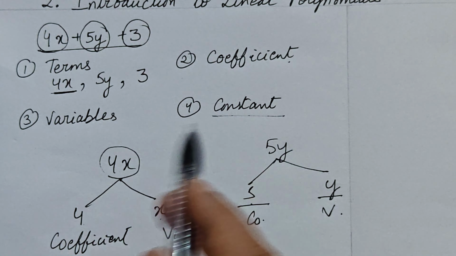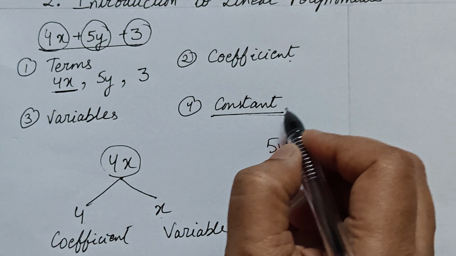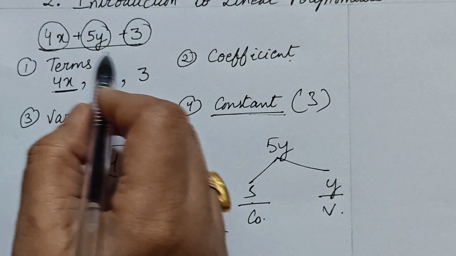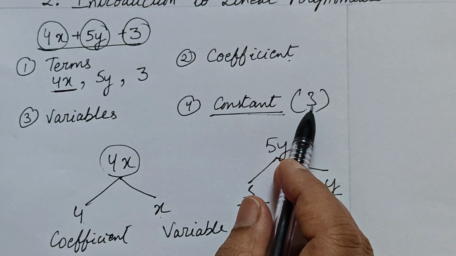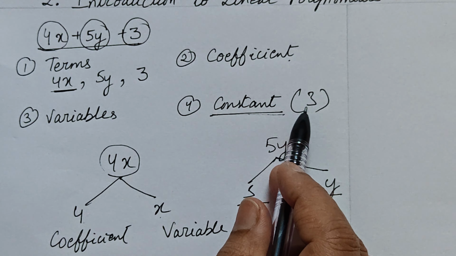Now what is a constant? Constant is 3 here in this algebraic expression. A constant is any term which doesn't have a variable, or you can say the power of the variable is 0.